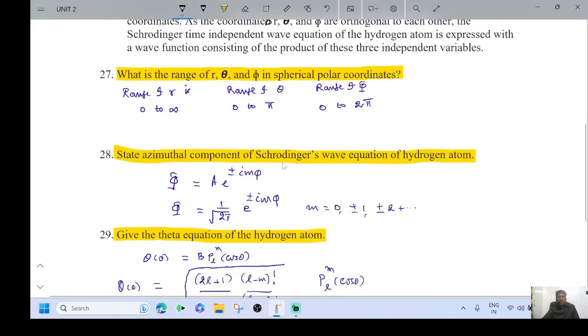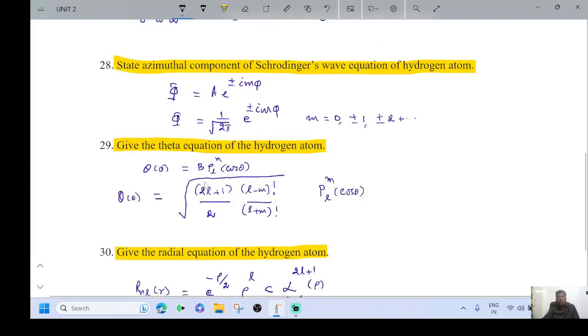State azimuthal component of Schrodinger's wave equation of hydrogen atom. Phi equal to A e power plus or minus i m phi is the value of azimuthal component. Here the value of A is 1 divided by root of 2 pi. We evaluated this using the normalization condition. m is equal to 0, plus or minus 1, plus or minus 2 and so on.